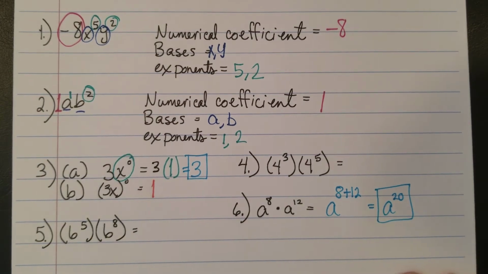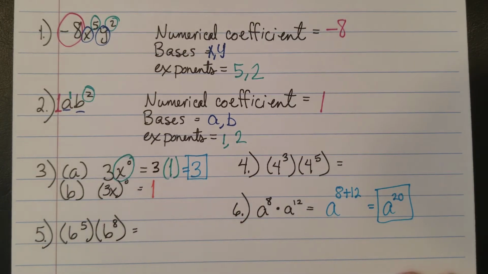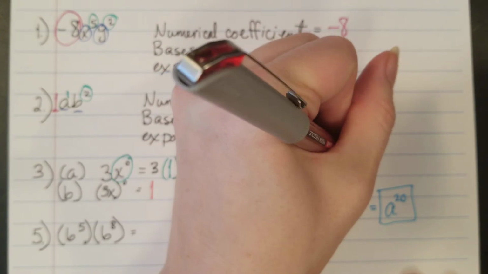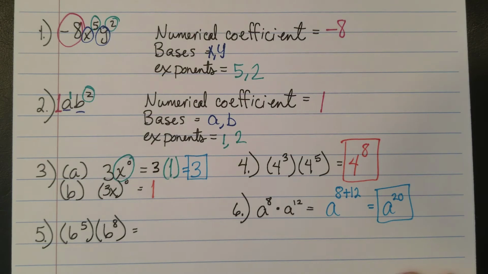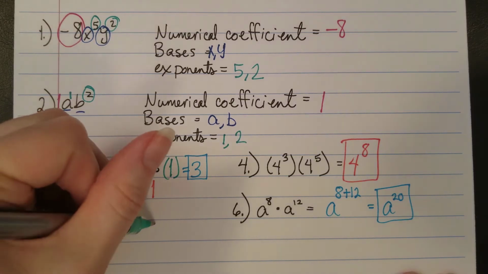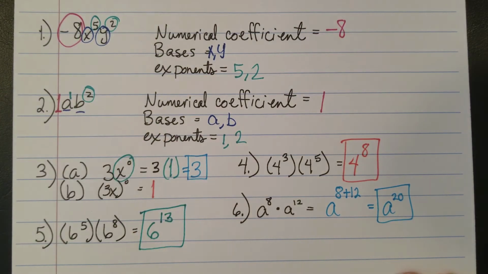And then on these 2 problems here, they're not asking you to evaluate it. That would be a little bit ridiculous. They're just wanting you to simplify it by adding the exponents. So on number 4, we have 4 to the power of 3 times 4 to the power of 5. So that turns into 4 to the power of 8. And that's all they're looking for on that. And then on number 5, you've got 6 to the power of 5 times 6 to the power of 8. So 5 plus 8 is 13, so that simplifies to be 6 to the power of 13.